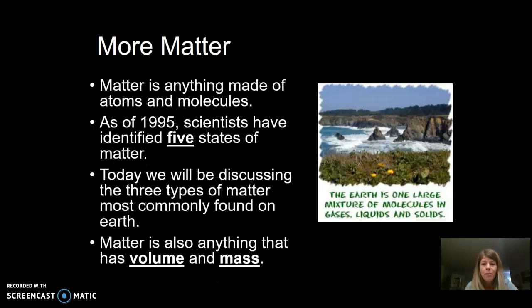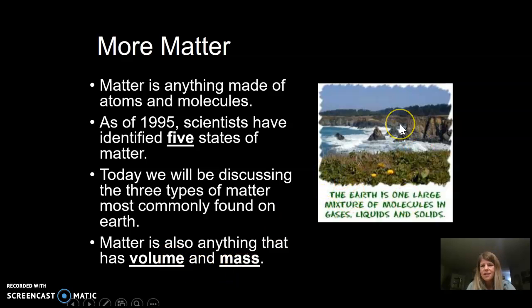Matter is anything made up of atoms and molecules. As of 1995, scientists have identified 5 states of matter. Today, we're just going to be discussing the 3 main types that we find on Earth most often. Matter is also anything that has volume, and we learned about that, and mass.